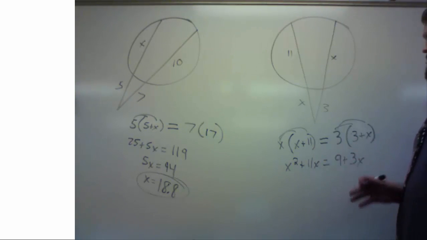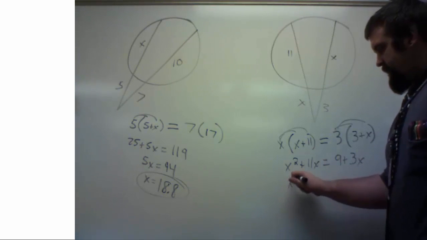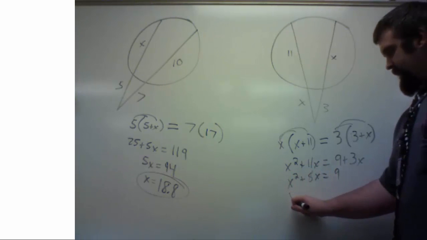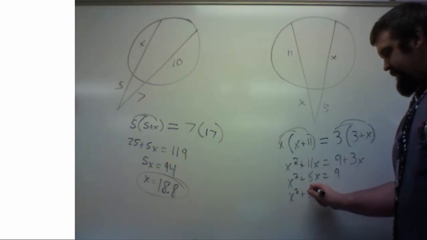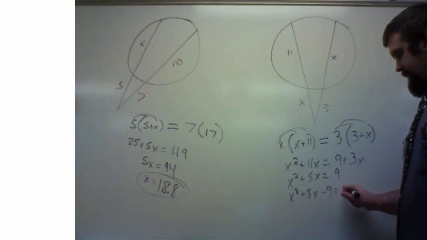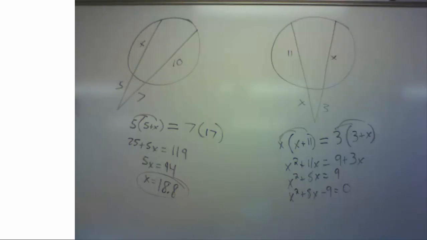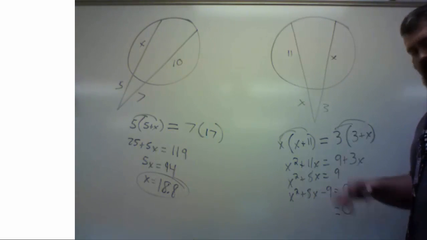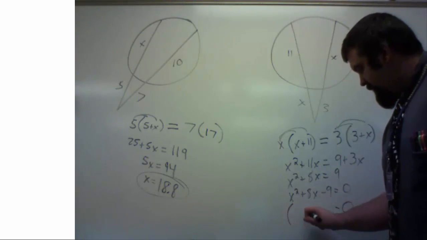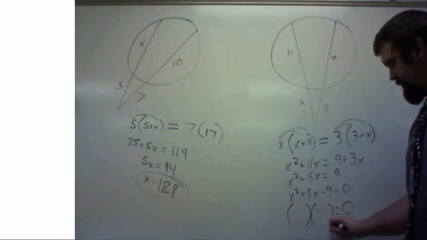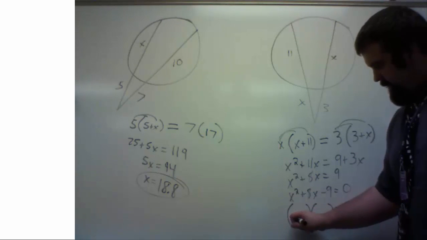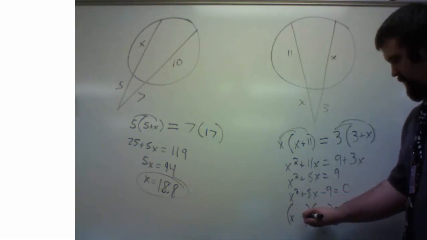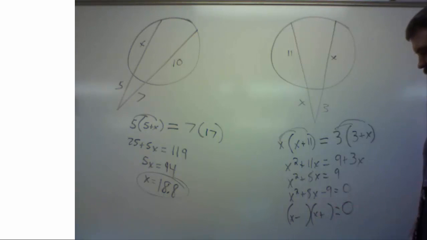Get everything to one side like that last problem. So x squared plus 8x equals 9. And I'm going to get x squared plus 8x minus 9 equals 0. I'm going to do reverse FOIL, but if you want to do quadratic equation, go ahead. I'm just not going to use all that space. So I'm looking for two numbers. Well, look, x. The only way to get x is x times x. There's a minus sign here.